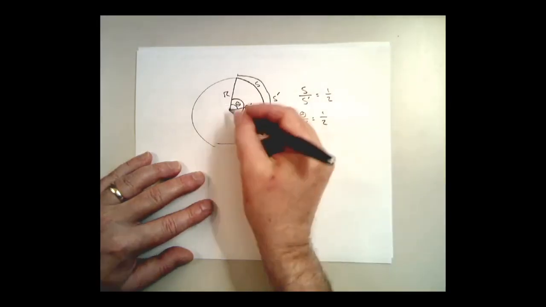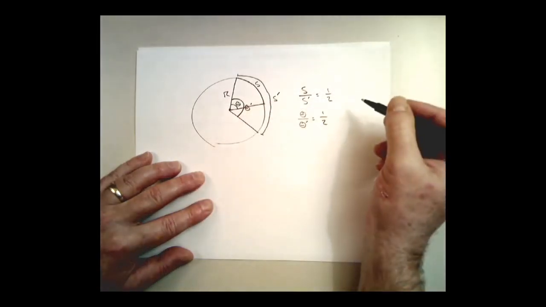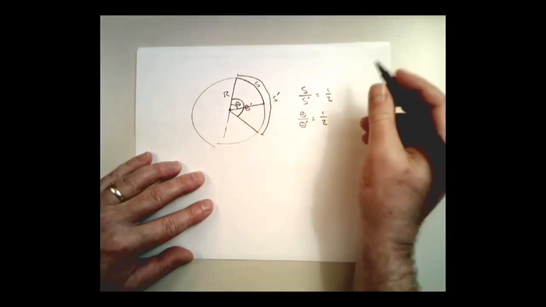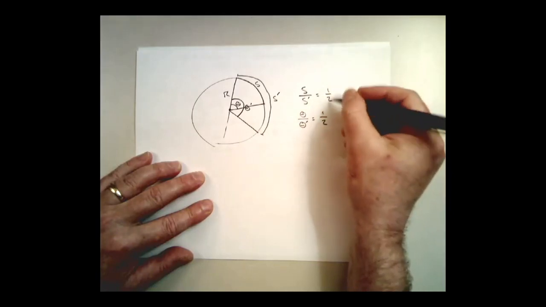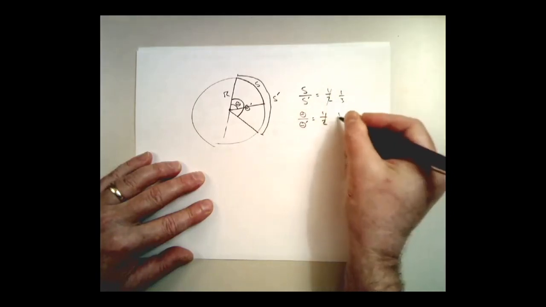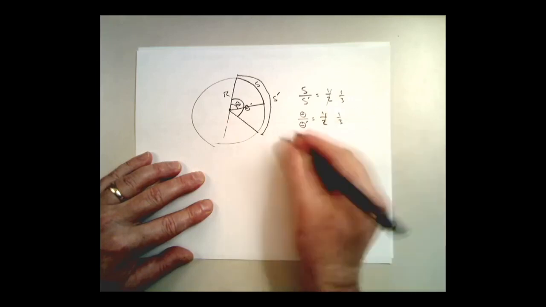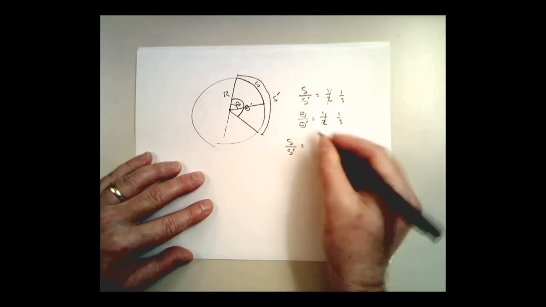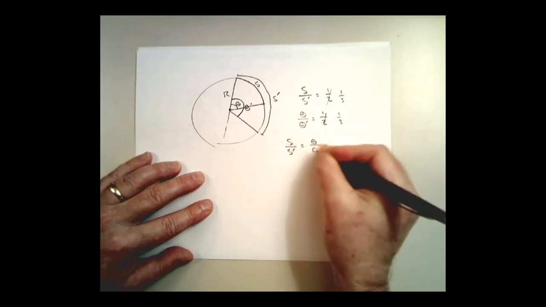What would have happened if I had tripled it instead? Well, if I had tripled it, then instead of a half each time, I'm going to have a third each time. Point being that S over S prime is always going to be the same as theta over theta prime.